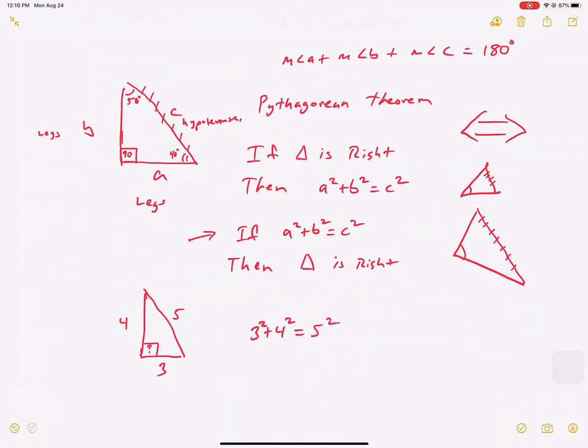And if this is a true statement, that the left side equals the right side, then for sure this is a right triangle. Let's go ahead and do the math. 3 squared is 9, plus 16. 5 squared is 25. And 16 plus 9 is 25. That means this is a right triangle. This is actually what we call a Pythagorean triple.